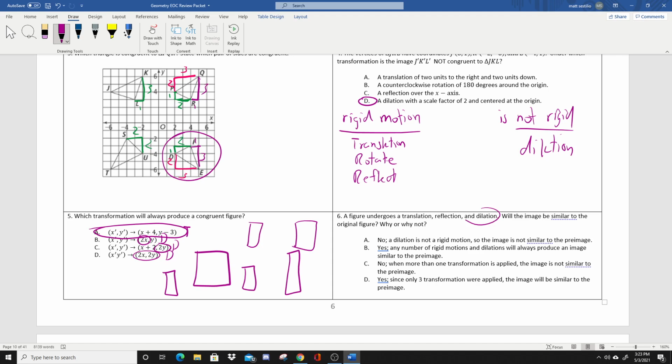So a dilation creates similar shapes. The angles are still the same, and the sides are all proportional. So this still congruent makes it similar. So it's asking, will the image be similar to the object? So the no answers are incorrect, so we know it will be.